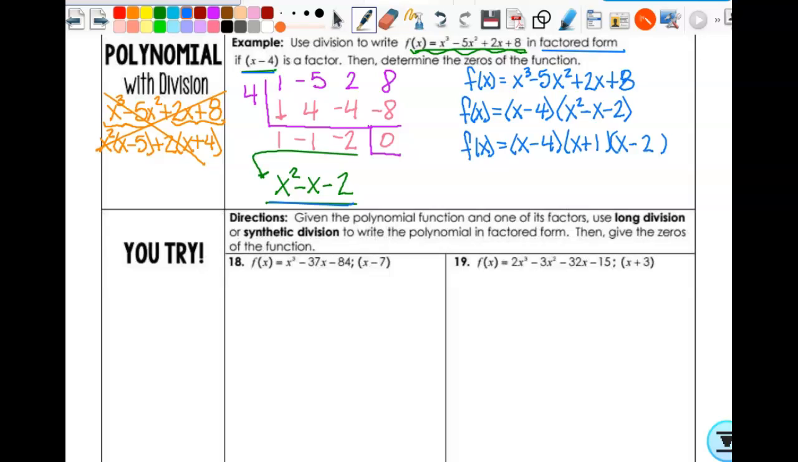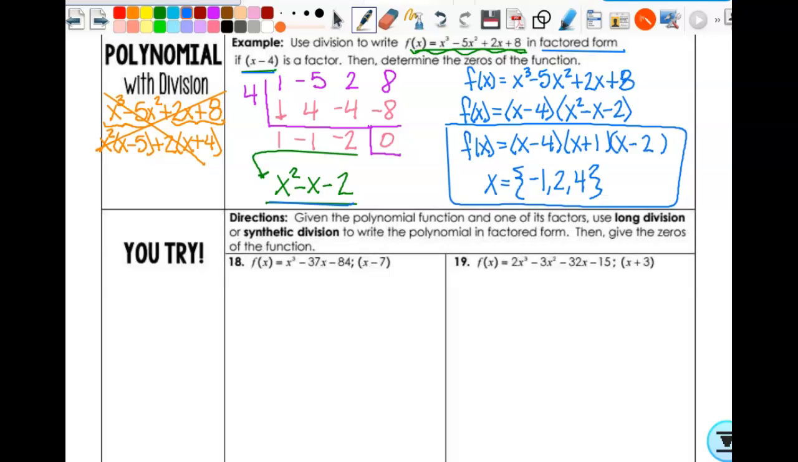Then it says to determine the zeros. So my zeros, what's the smallest one I have? Negative 1, then 2, then 4. What questions you got? So it's not all about just, hey, go do synthetic division. We're going to use it to help us get to an end result that we want. Okay? Any questions at all?